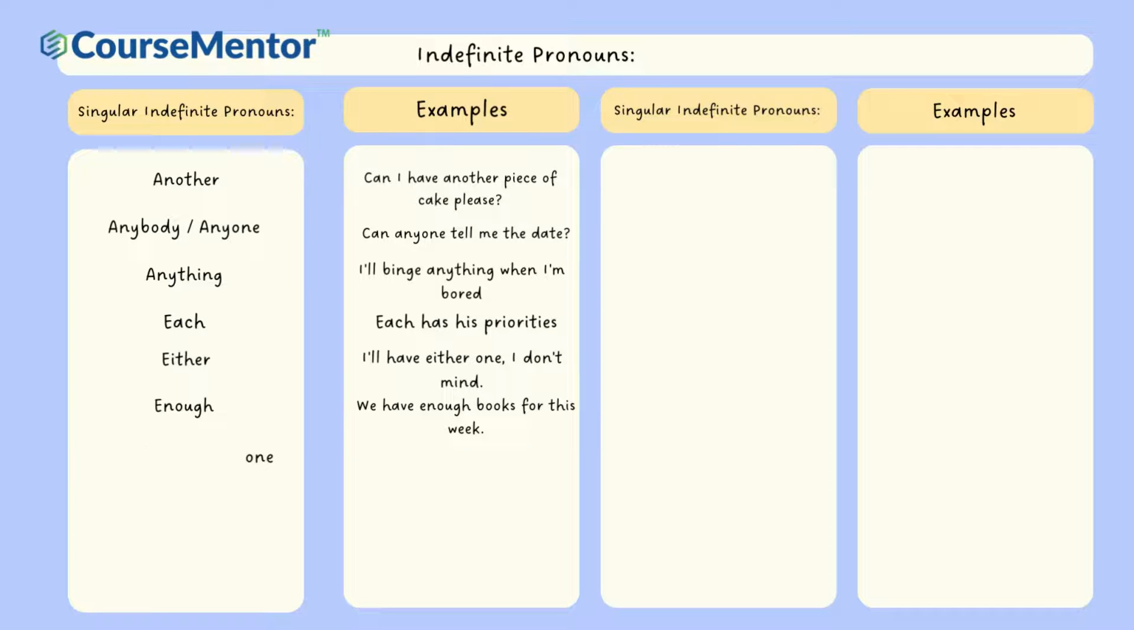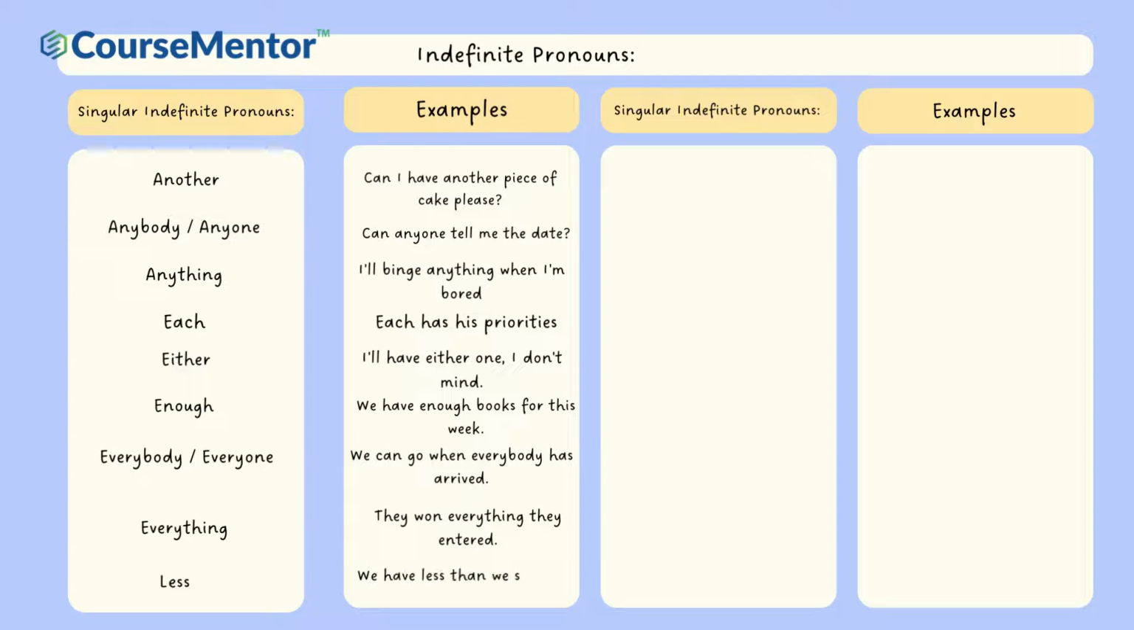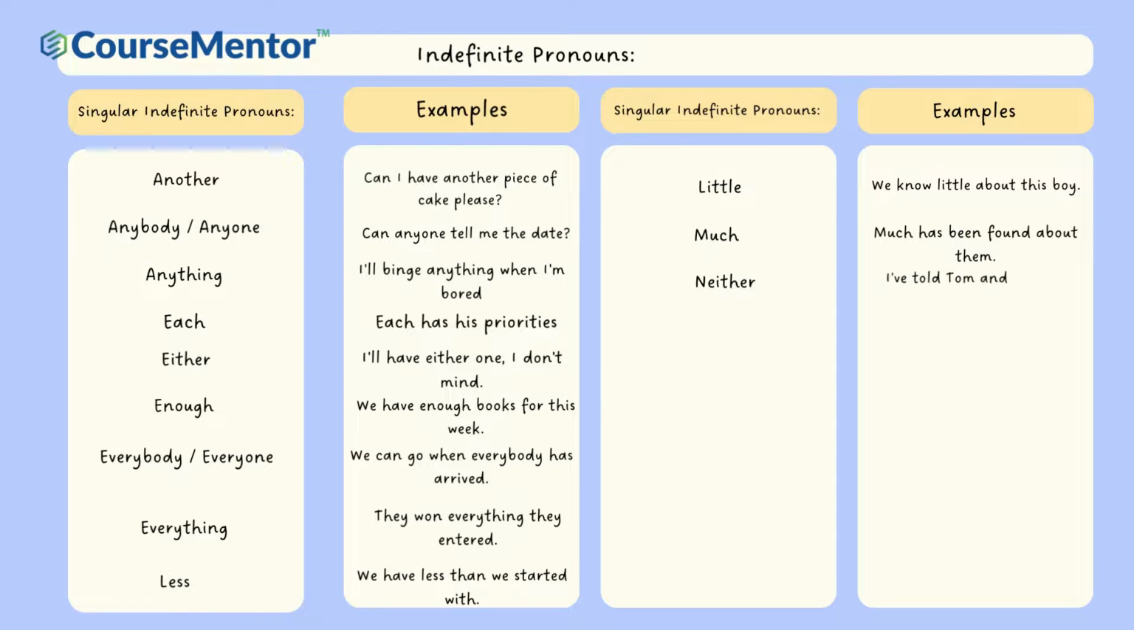Everybody, everyone. We can go when everybody has arrived. Everything. They won everything they entered. Less. We have less than we started with. Little. We know little about this boy. Much. Much has been found about them. Neither. I've told Tom and Zen, but neither will listen.